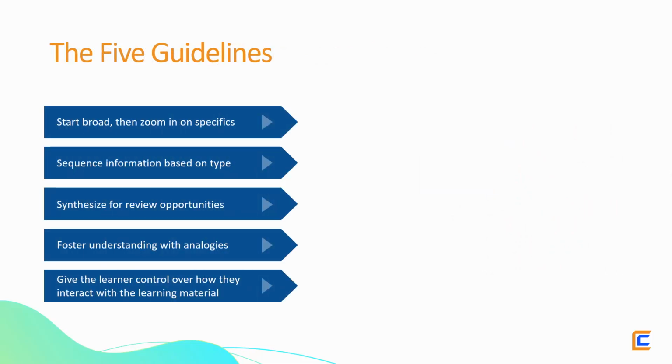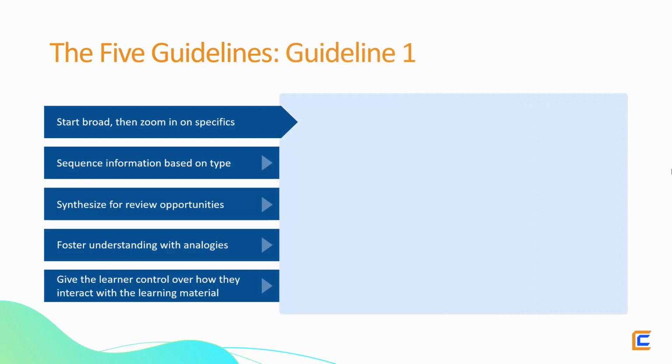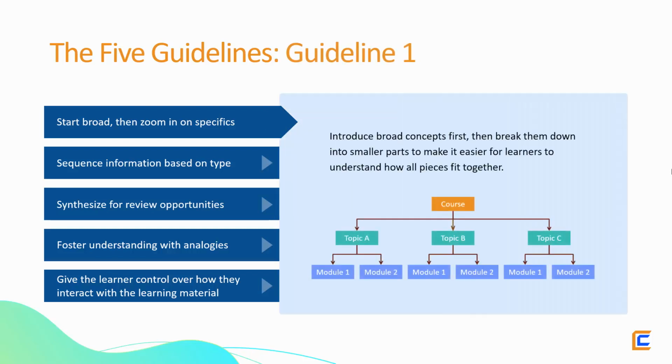be applied in practice. The 5 guidelines for elaboration theory are intended to help instructional designers create educational materials that use the principles outlined in Reigeluth's work. The first guideline is to start broad, then zoom in on specifics. The idea here is to introduce broad concepts first and then break those concepts down into smaller parts as necessary. Doing so makes it easier for learners to understand how all the pieces fit together.